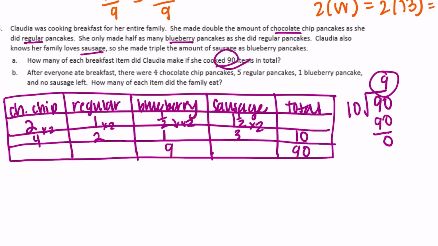Let's go back to chocolate chip. So chocolate chip would be 9 times 4, which is equal to 36 chocolate chip pancakes. Regular would be 9 times 2, which is 18 regular pancakes, and 9 times 3 for sausage, so she made 18 pieces of sausage.